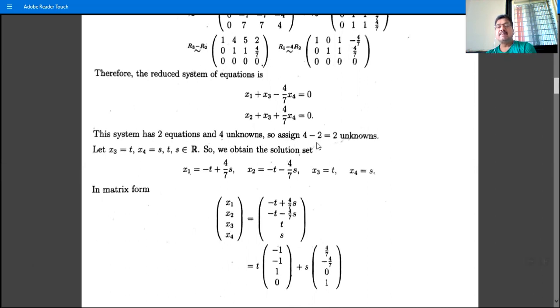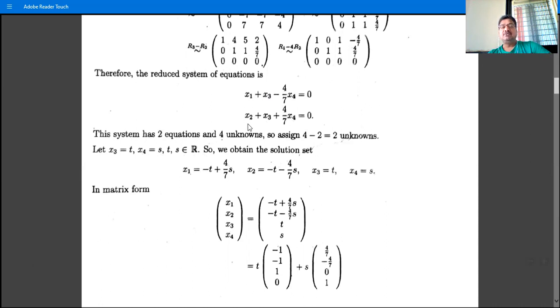So assign 4 minus 2, that is two unknowns. In order to solve the system, we have to assign two unknowns. Suppose x3 is t and x4 is s. To remove the fraction, we can take x4 as 7s, or we can take x4 as s, and t and s are any real numbers.